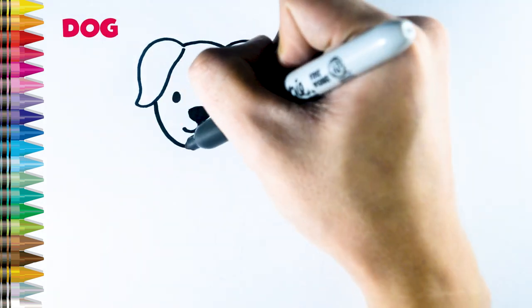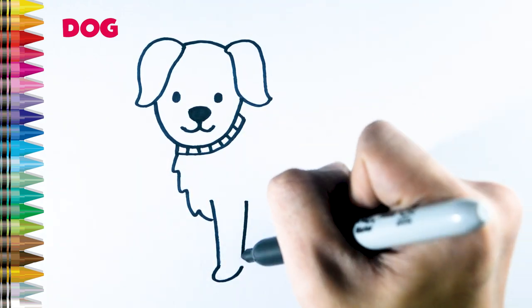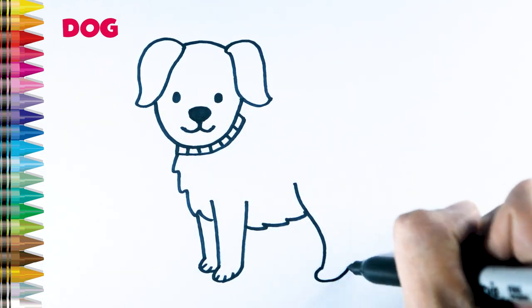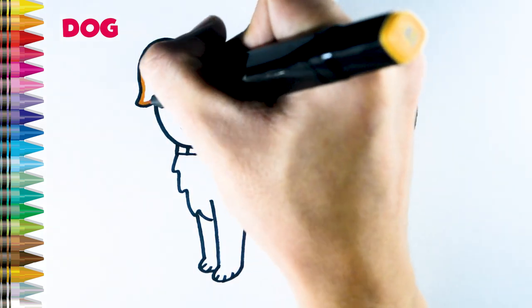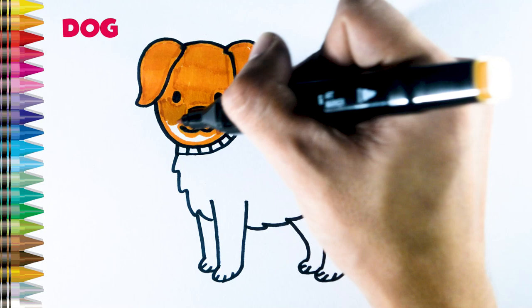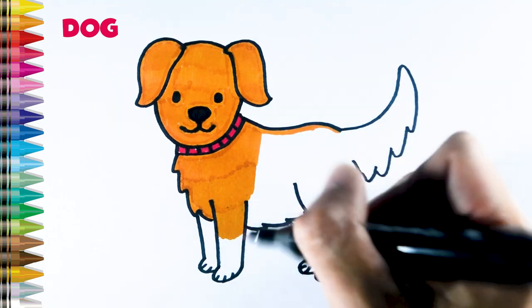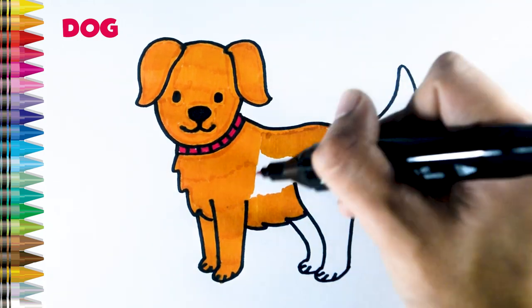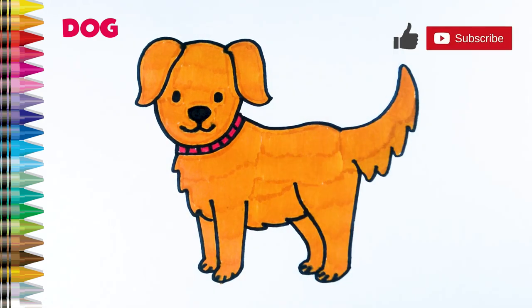D. Lulu, skip to my loo. Lulu, D is for dog. Lulu, skip to my loo. Dog. D is for dog.